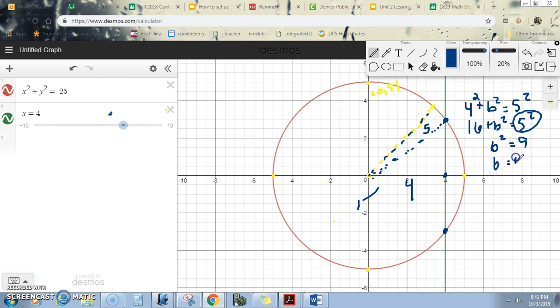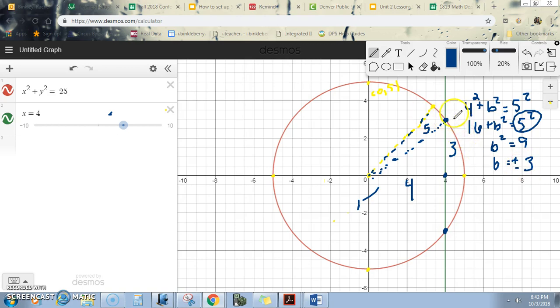Okay, so b is both positive and negative 3, right? 3 right there. But we only use the positive when we're talking about distance. You cannot have a negative distance. And since we're talking about this y distance from here to here, it's got to be the positive 3. But I want you to remember, whenever you take the square root, you're going to have both a positive and a negative answer. It's just that in this case, it's going to be the positive answer.